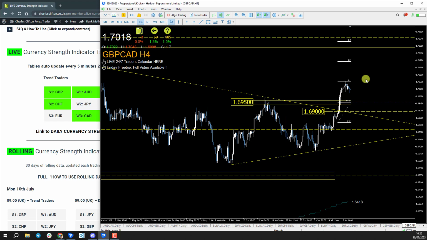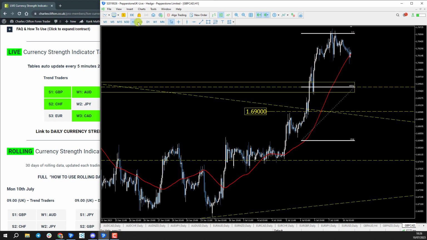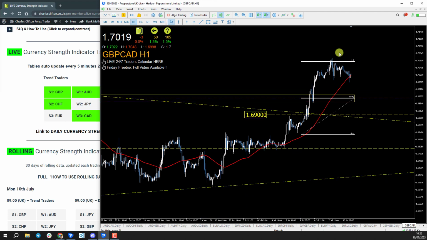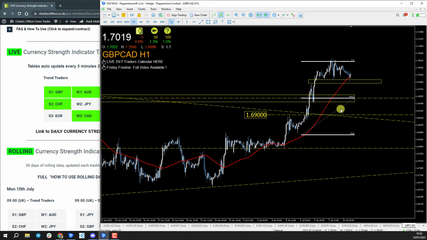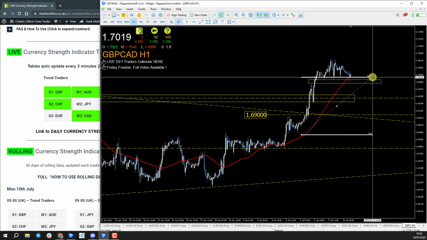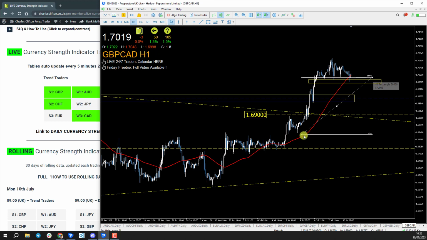The only thing is we may not get that pullback, so you've got to consider what kind of pullback we could get going into this session. If I look at the hourly chart, we can see that price has started to find some support in and around this 1.7 handle. So I've also considered an entry at 171.10, which is just in and around here.